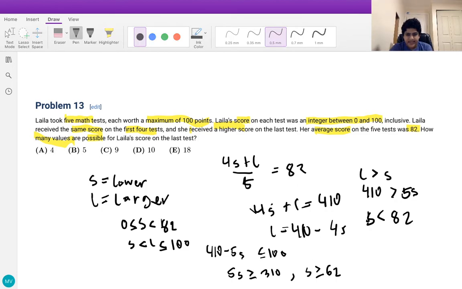And now is an important part of solving math problems, looking back at the answer choices occasionally. We note that this range actually gives us a value of 20, and 20 is not any of the answer choices. Looking back at our work, we see that we accidentally wrote 410 minus 5S, whereas in reality, L is 410 minus 4S. So let's just erase that.